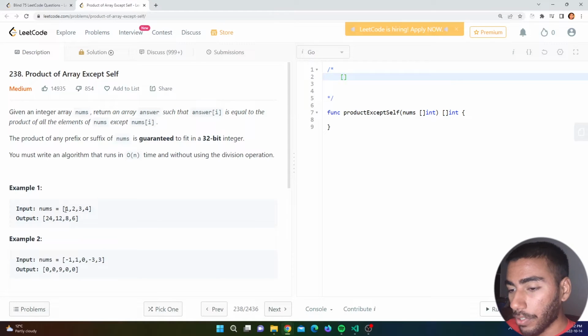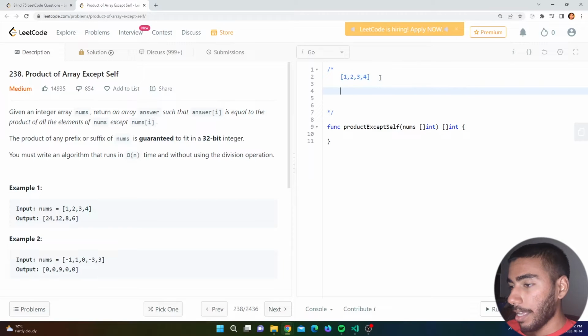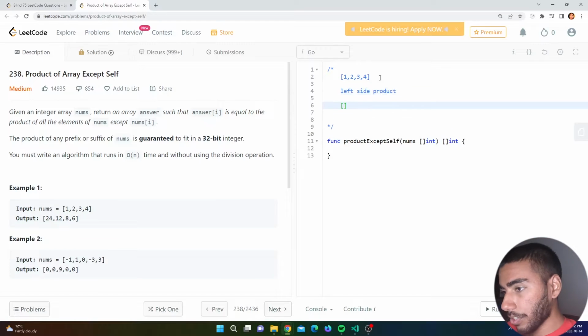So for the first case over here, let me just write this down. This is what we're inputting. And now starting from the left side product, we're going to start and put 1, and now 1 times 2 is 2. 2 times 3 is 6, and then 6 times 4 is 24 over here.